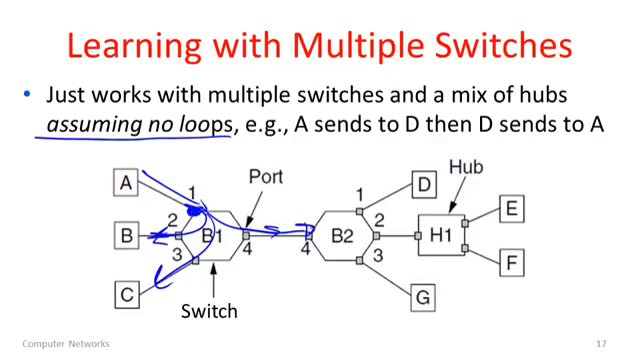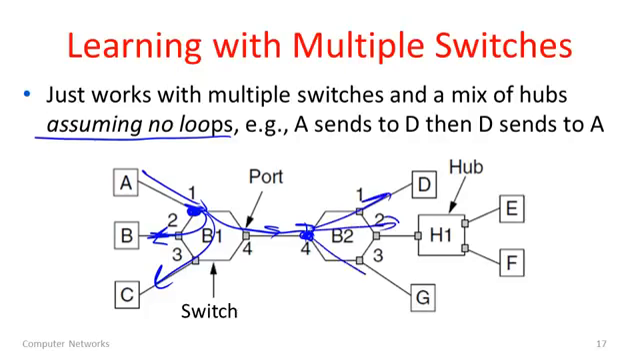It will also go over this link and enter switch B2 through this input port. B2 actually doesn't know that it's come from another switch. As far as B2 is concerned, A could be directly connected here. It really doesn't know. It can't see the overall topology. But B2 runs exactly the same algorithm. It gets something in from A, destined to D. It's clueless also. It learns, hey, A is here. D, no idea.